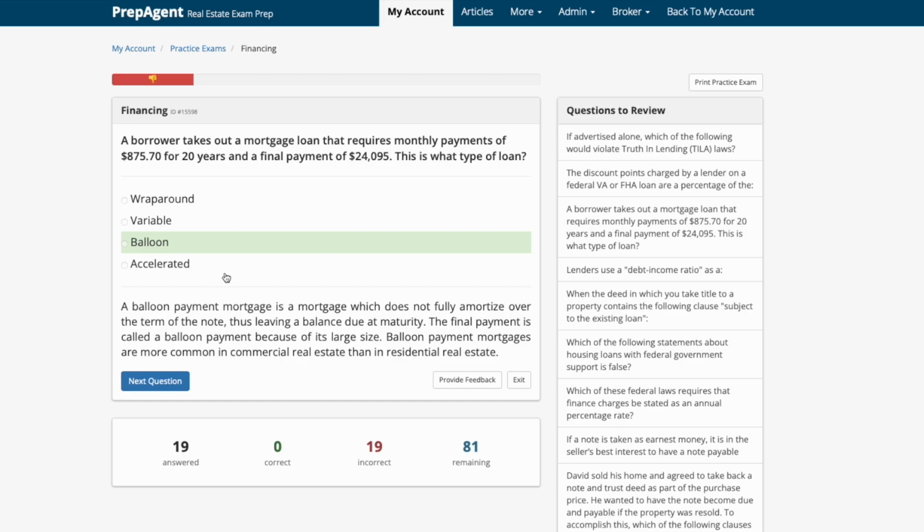Balloon. A balloon payment mortgage is a mortgage which does not fully amortize over the term of the note, thus leaving a balance due at maturity. The final payment is called a balloon payment because of its large size. Balloon payment mortgages are more common in commercial real estate than in residential real estate.